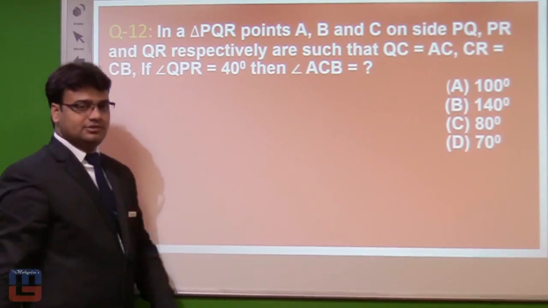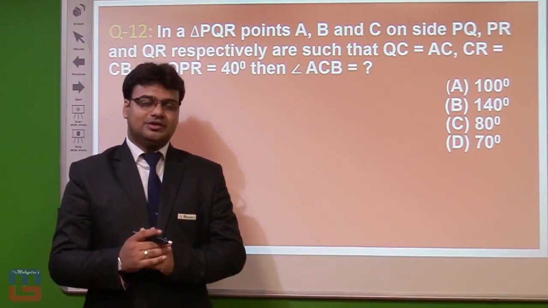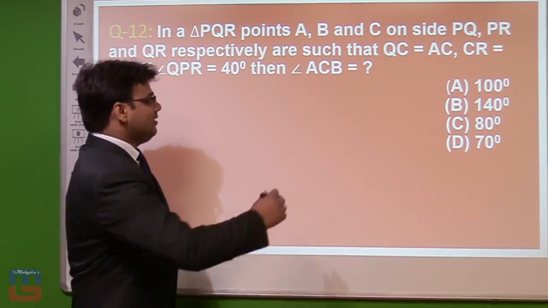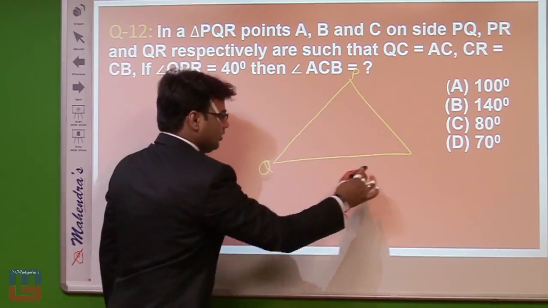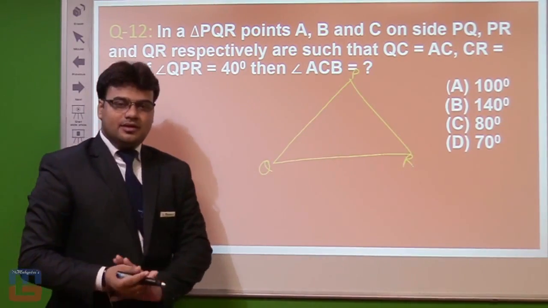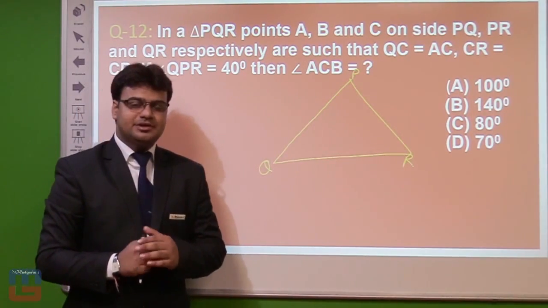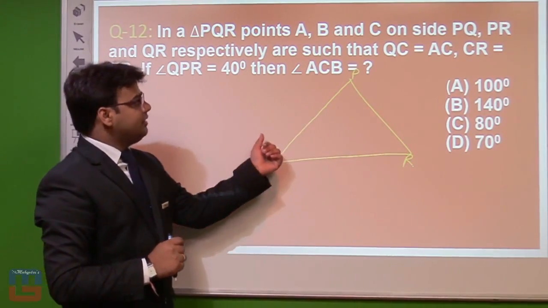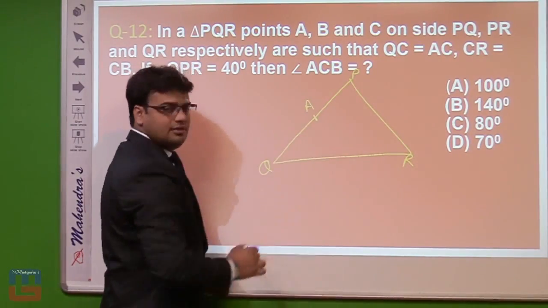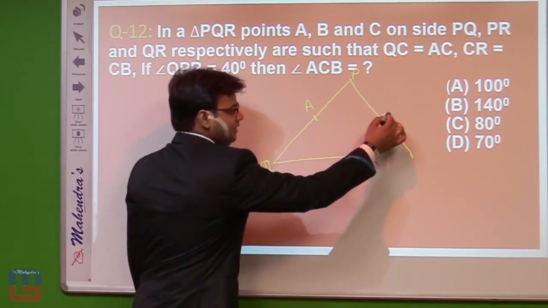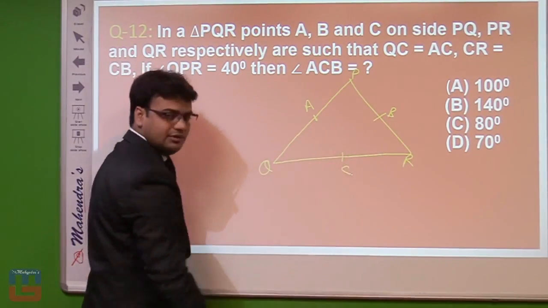See, what is our next question? The question is that in a triangle PQR, the question is also based on geometry. So firstly we draw the figure. First we draw a triangle PQR. Next, points A, B, C are on the sides PQ, PR and QR. That means point A is on this side, B on PR, this way, and another point C on QR in this way.